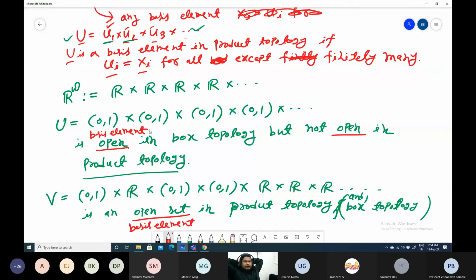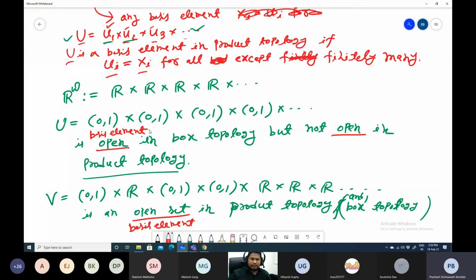Okay, so if you take, say, an arbitrary open set in each coordinate, and if you take the product of these, then it will be a basis element or open set in the box topology, but that will not be an open set in the product topology. Why? Because in the product topology, a set is a basis element if and only if only finitely many components are proper sets, and all the remaining ones are just the whole set. Yes? Okay? Good.